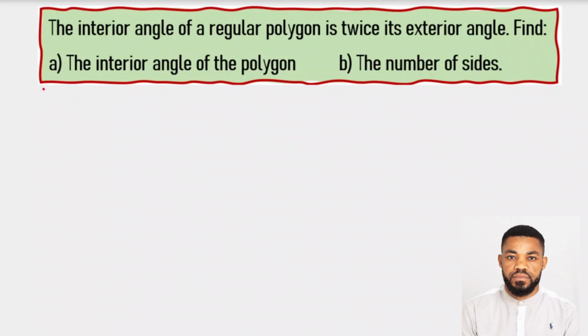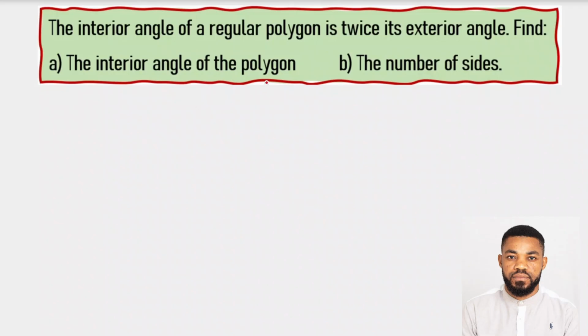Let's get our next question. That's an interesting question. The interior angle of a regular polygon is twice its exterior angle. We have to find the interior angle of the polygon, that's A, and that of B, the number of sides. Now, let's analyze the question very well. The interior angle is twice its exterior angle. That means to get the interior angle, you have to know the exterior angle first. So for example, if the exterior angle is, let's say, 50, the interior angle is going to be twice that, that is, 50 times 2, and that will give us 100.